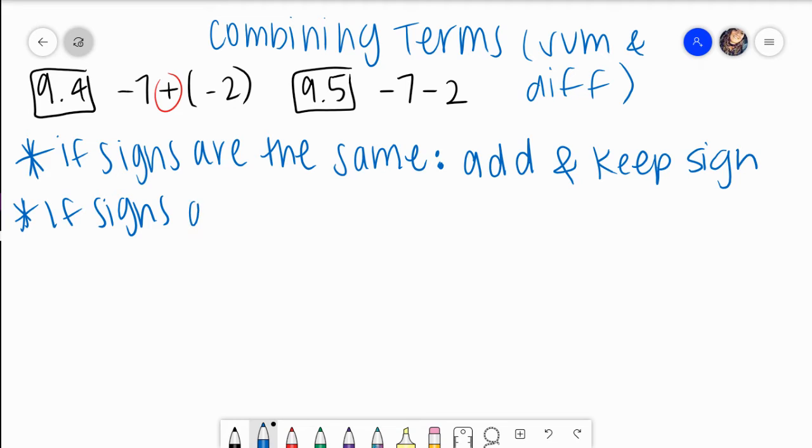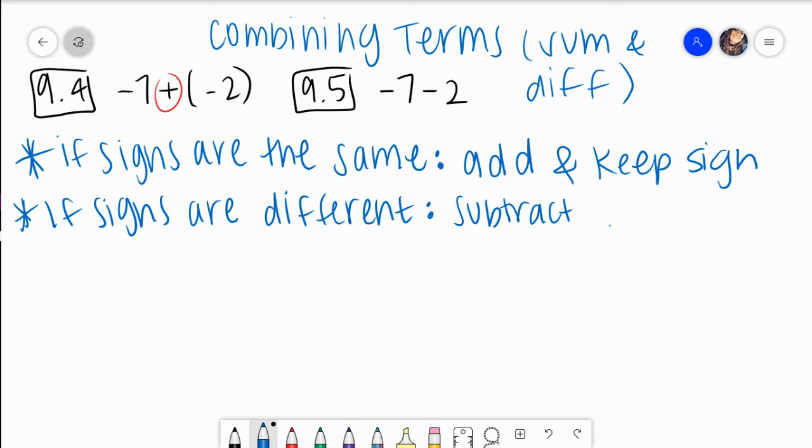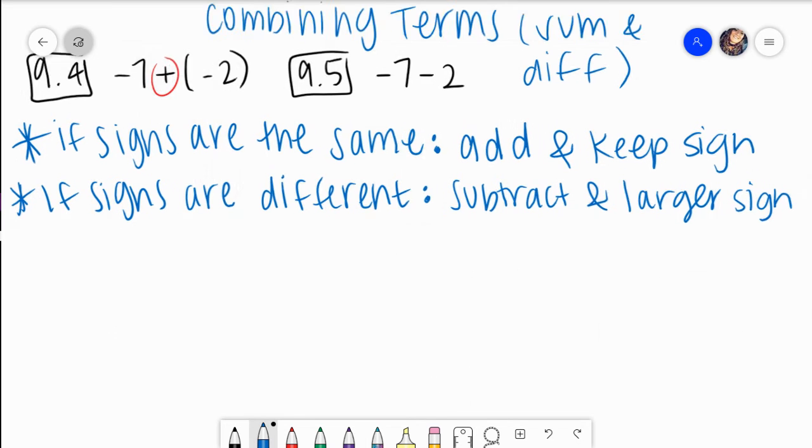If signs are different, what you do is subtract and keep the larger sign. I mean the larger number. Whatever the larger number is, you keep its sign. Okay, so let's do an example of that.